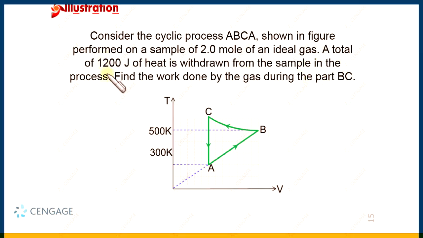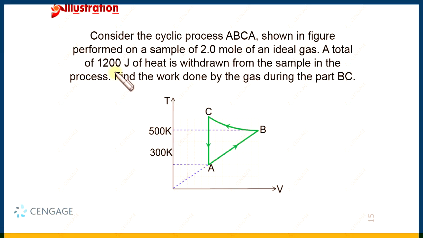A total of 1200 joule of heat is withdrawn from the sample in the process. That means heat is withdrawn from the sample, so the sign of Q, the sign of heat, should be minus. That means the value of Q should be equal to minus 1200.